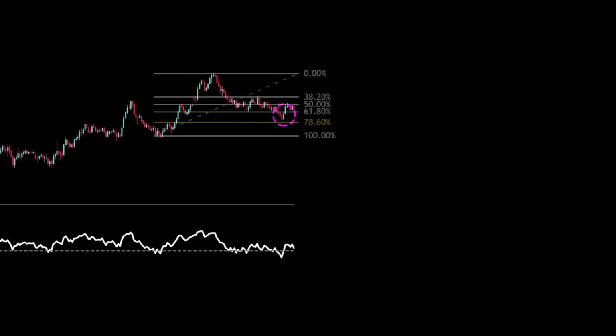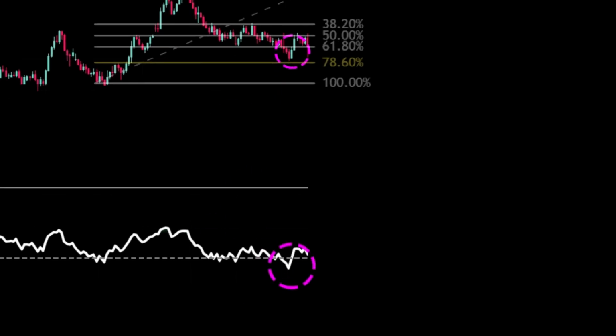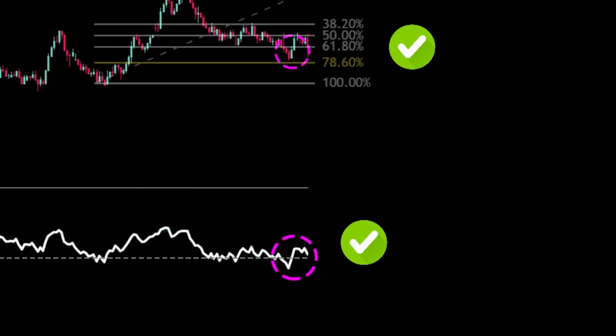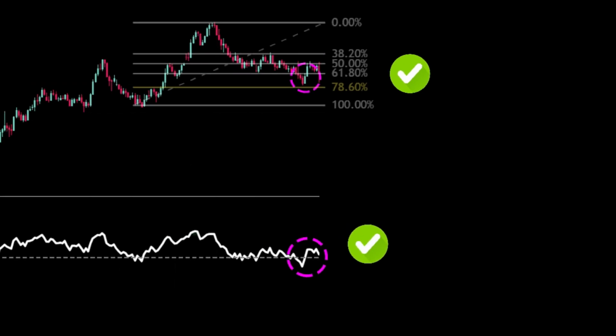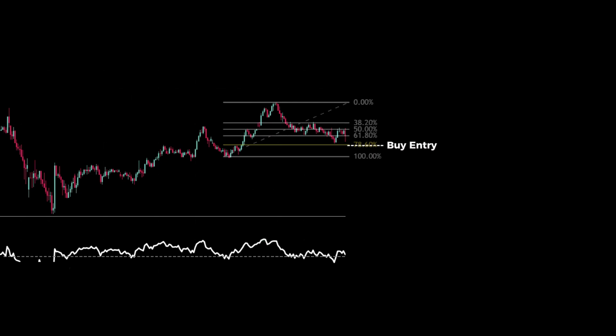This is where the RSI indicator comes in. At the same time, the RSI, which has been below 30, now crosses above 30, showing that the market is coming out of the oversold area. This combination gives us a strong signal. The price has pulled back to a major Fibonacci support level, and the RSI confirms that the selling pressure is weakening. In this situation, you should consider entering a buy trade. Place your stop loss just below the swing low to manage risk, and set your take profit near the swing high or the 0% Fibonacci level.